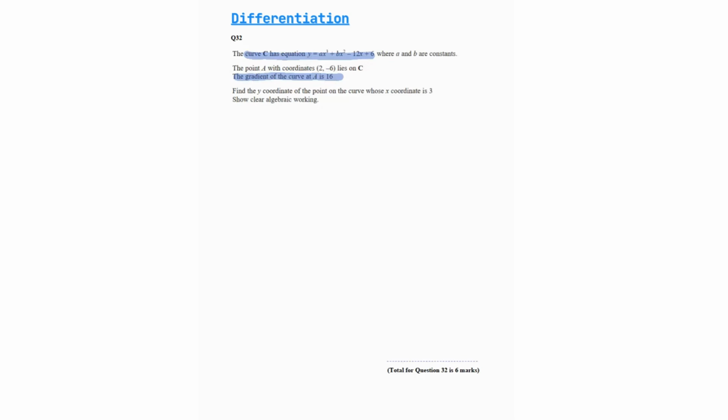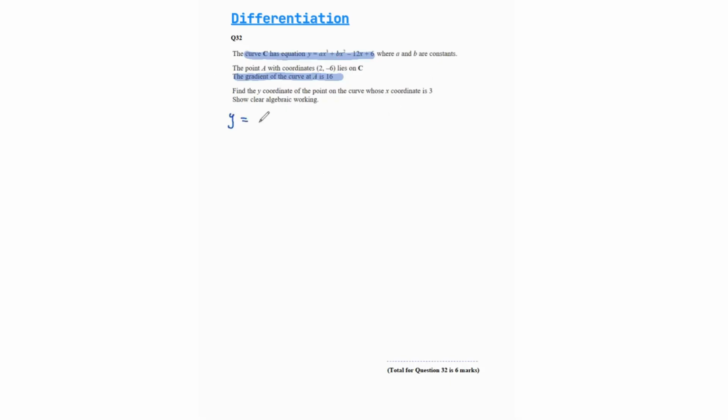The gradient of the curve at A is 16. They gave us the coordinates for point A, and they want us to find the y coordinate where the x coordinate is 3. So let's begin with finding the value of A and B, because without that, we cannot find the value of y for x equals 3.